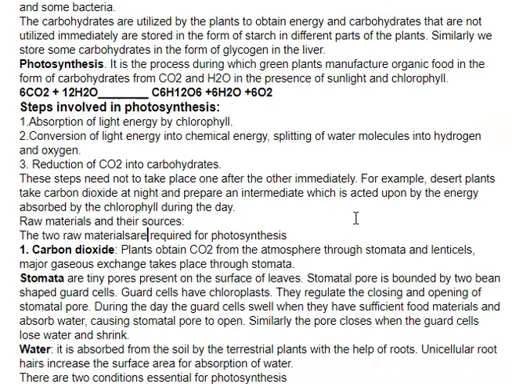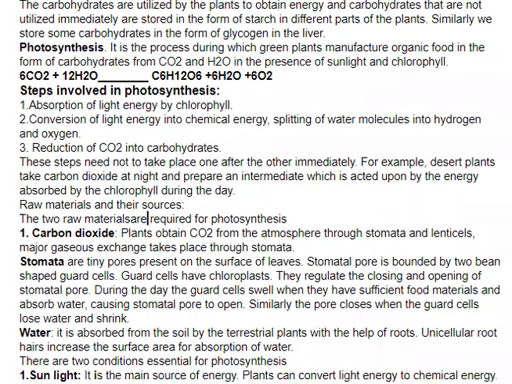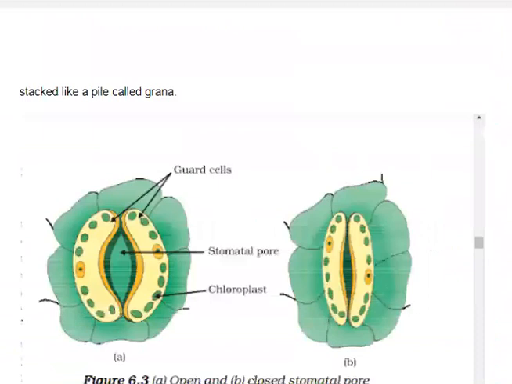What are stomata? They are tiny pores present on the surface of leaves. And here you can see a diagram of stomata. The stomatal pore is bounded by 2 bean-shaped guard cells. So here you can see the guard cells. This is the stomatal pore, and in the guard cells you will find chloroplast. This is the open stomata, and this is the closed stomata.